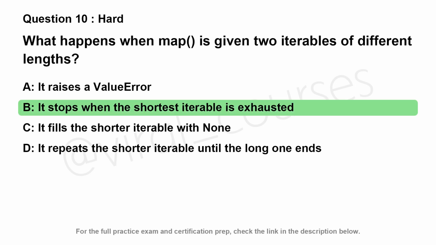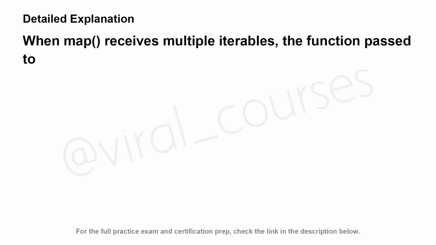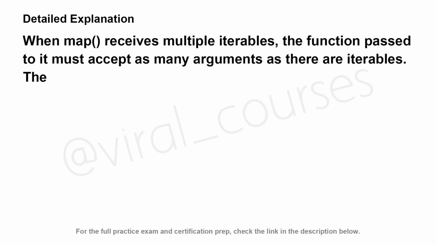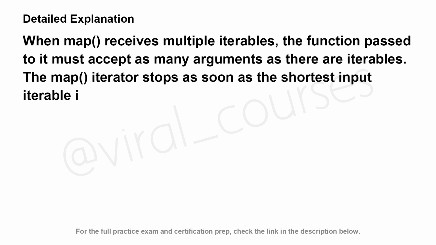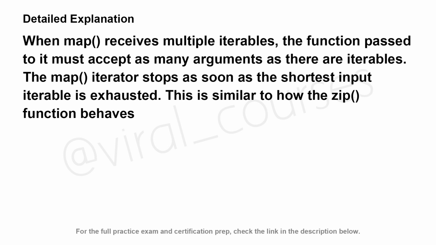The correct answer is B. When map receives multiple iterables, the function passed to it must accept as many arguments as there are iterables. The map iterator stops as soon as the shortest input iterable is exhausted. This is similar to how the zip function behaves.